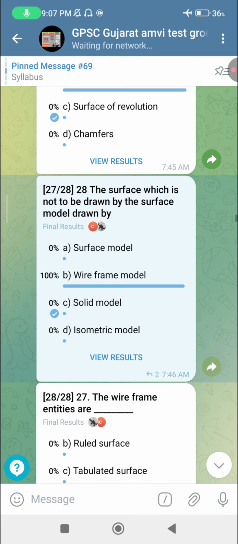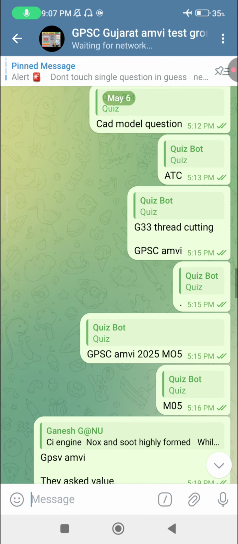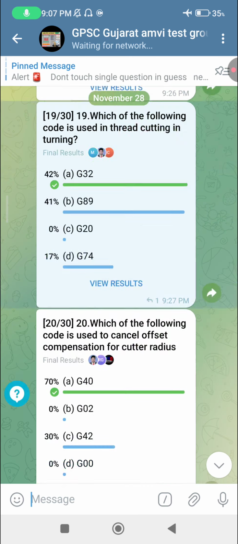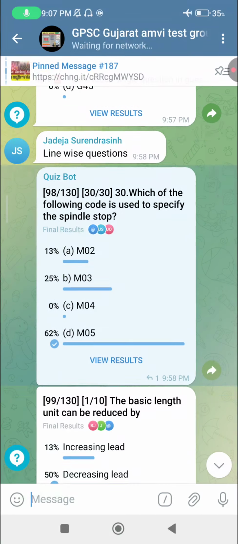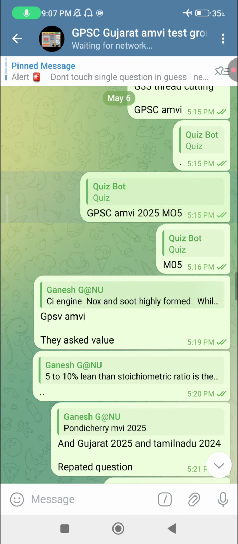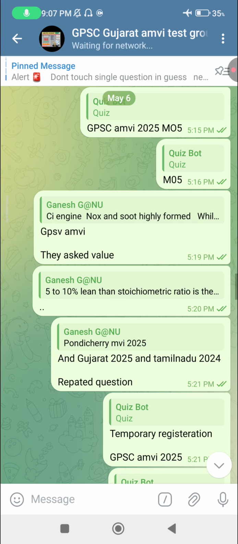Then a CAD model question: Bezier curve, which model, they have asked. Then an ATC question came. Then thread cutting: G32, G33 is the correct answer for thread cutting. That question has been asked. Then M05: what is M05? Spindle stop, which has been asked. CI engine NOx and soot formation in emission would be high, and in SI engine hydrocarbons. This question has been asked.